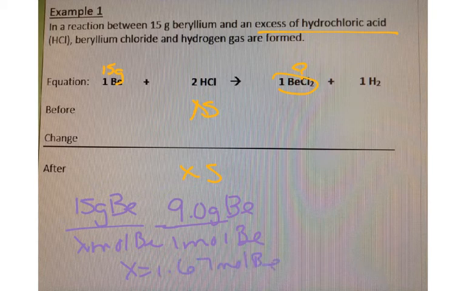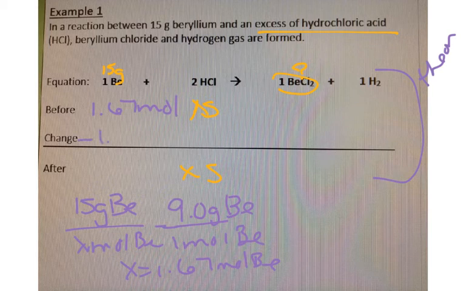Now, whenever you are filling in this BCA chart, these are always your theoretical. So in an ideal world, if I put in 15 grams, how much beryllium chloride could I produce? Well, I started with 1.67 moles. I'm going to assume that it goes to completion, which means that it would lose absolutely everything. So I would end up with 0 moles of beryllium.